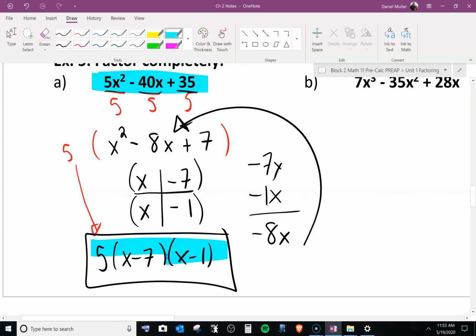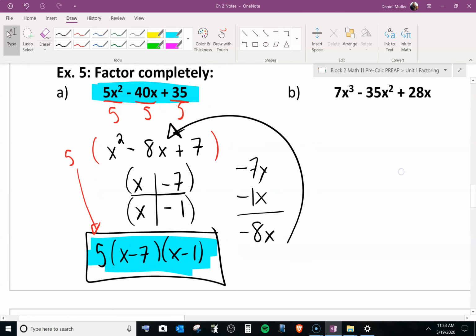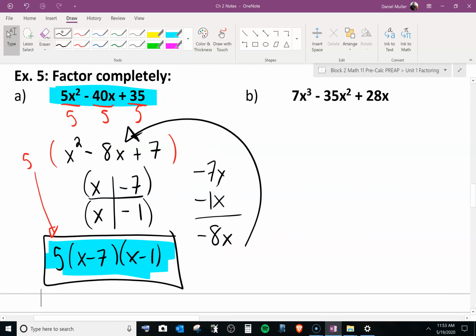This and this are the same, but they're not identical. Obviously, this is factored. They are the same expression, just this is in factored form. If you didn't bring that 5 down, they are no longer the same thing. So just make sure that you have it written like this. Okay, let's take a look at the next one.